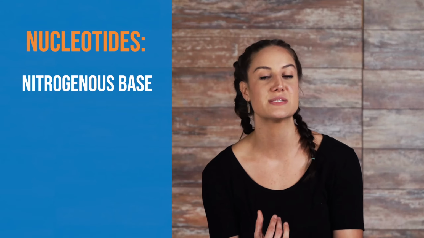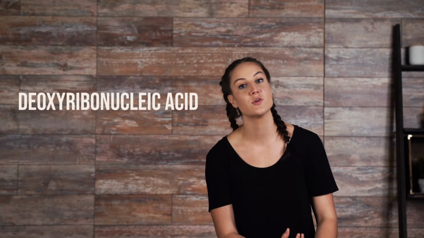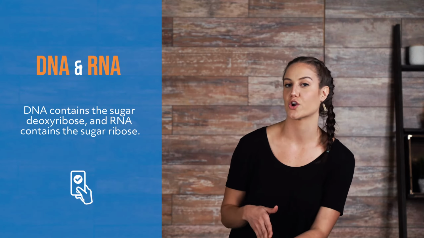Nucleic acids. Nucleic acids are composed of nucleotides. Nucleotides have 3 subunits: a nitrogenous base, a 5-carbon sugar, and a phosphate group. There are 2 types of nucleic acids: deoxyribonucleic acid, or DNA, and ribonucleic acid, or RNA. DNA and RNA get their names from the type of sugar they are composed of. DNA contains the sugar deoxyribose and RNA contains the sugar ribose.